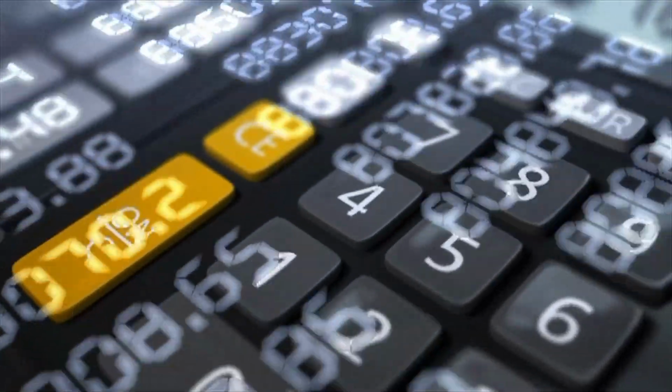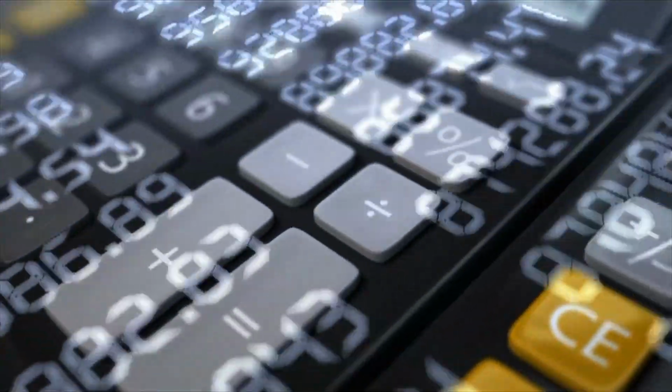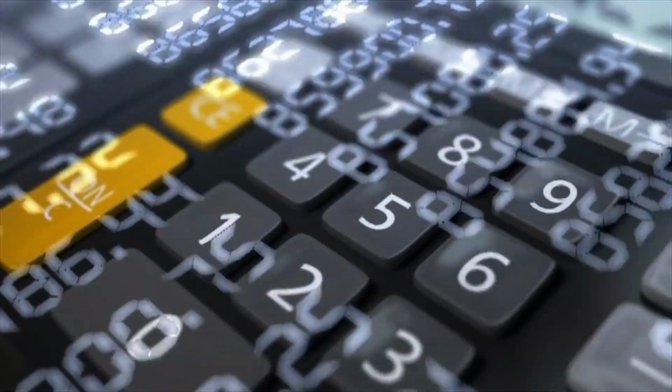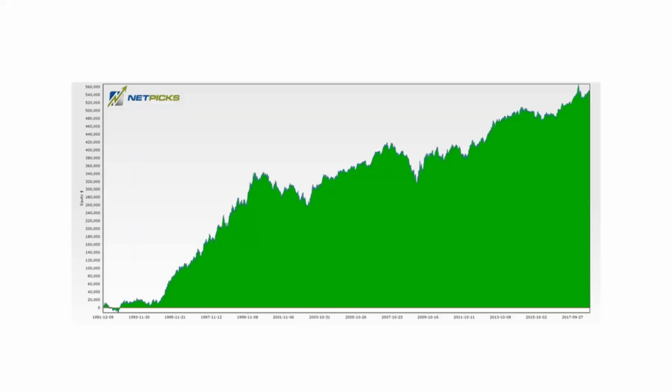Do you know what a good profit factor is for your trading? Do you know how to calculate it? Do you know what it means? Well, that's what we're going to talk about. But first, what's an equity curve?